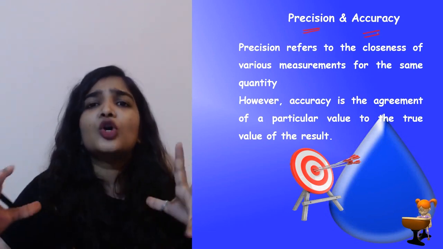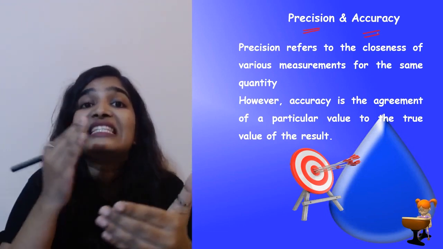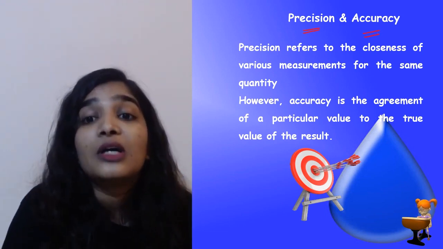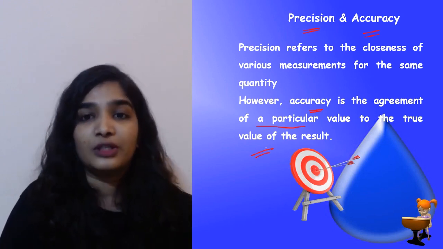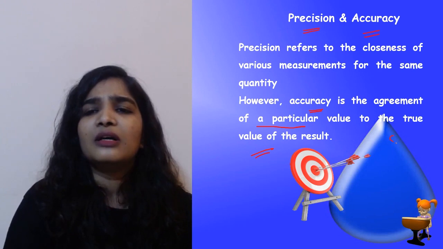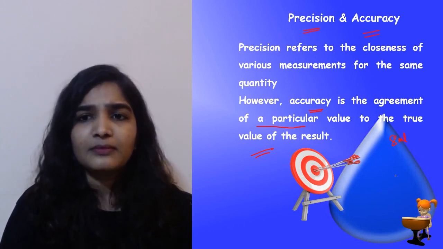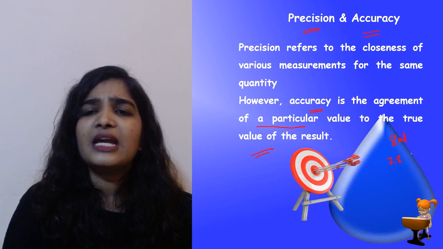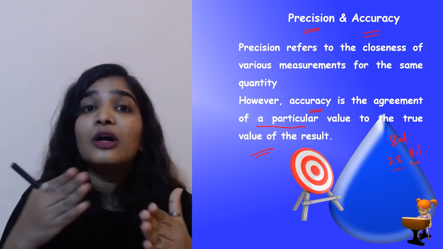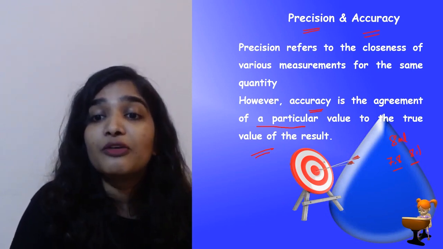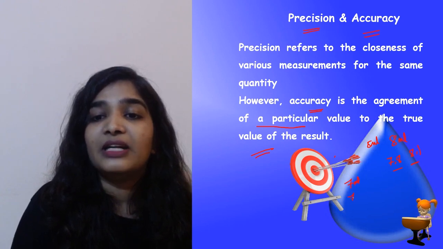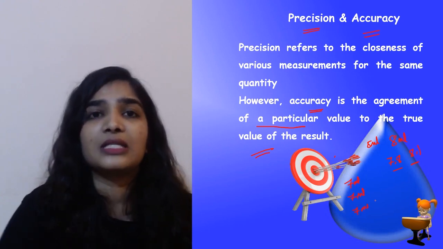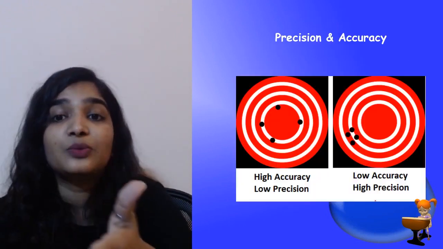So precision refers to the closeness of various measurements for the same quantity. However, accuracy is the agreement of a particular value to the true value of the result. So that means I want 8 ml as the answer. Okay, so you're getting 7.8, 8.1. So they are accurate, right? They are very close to the true value. But the precision: for 8 ml, all 3 trials you got 7 ml, 7 ml, 7 ml. This is very precise. Even though it is not accurate, it is very precise.